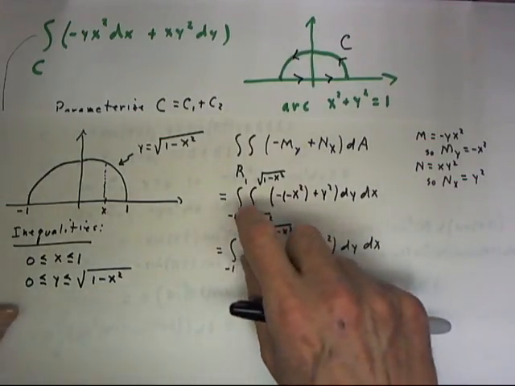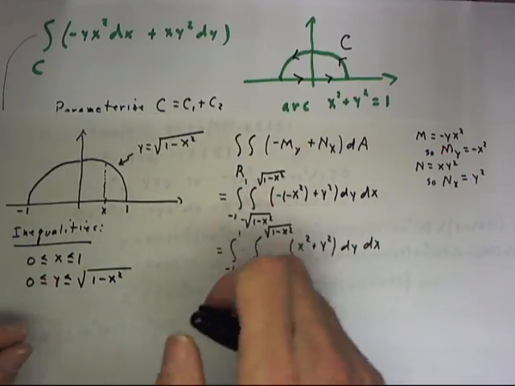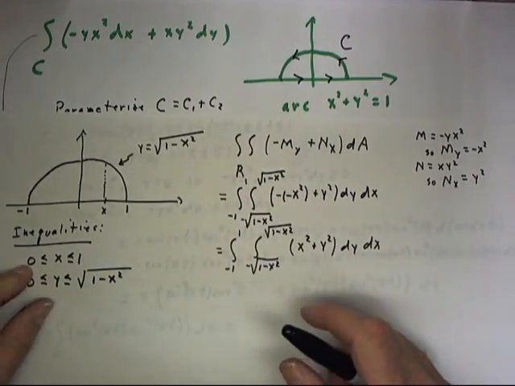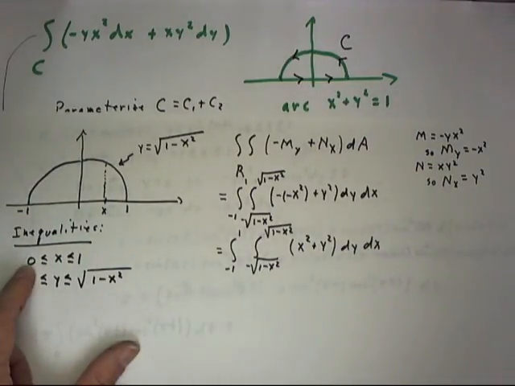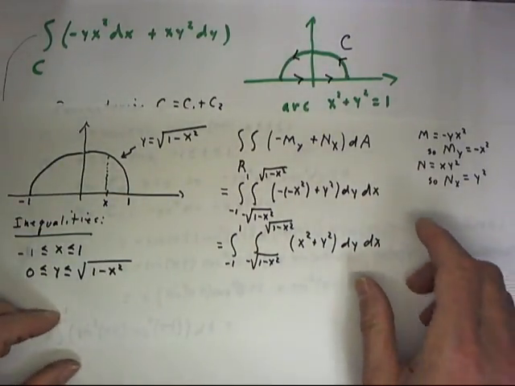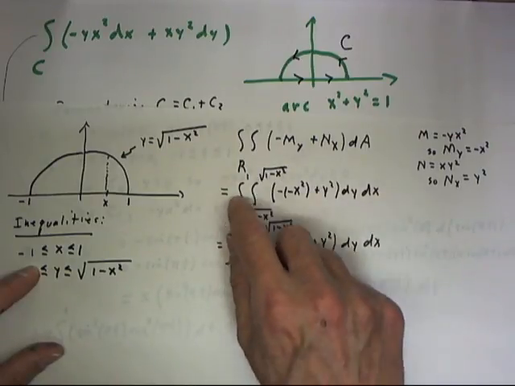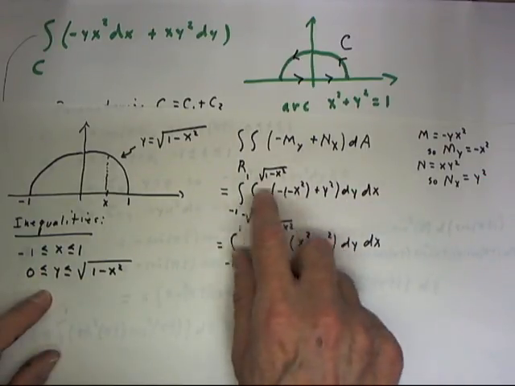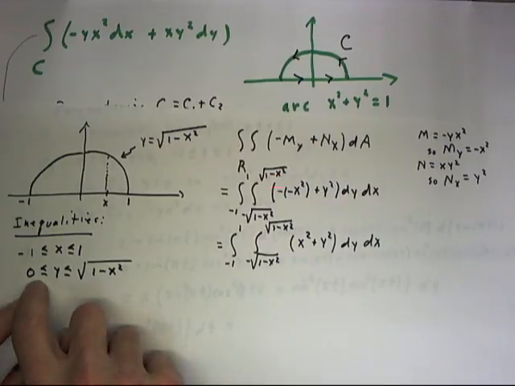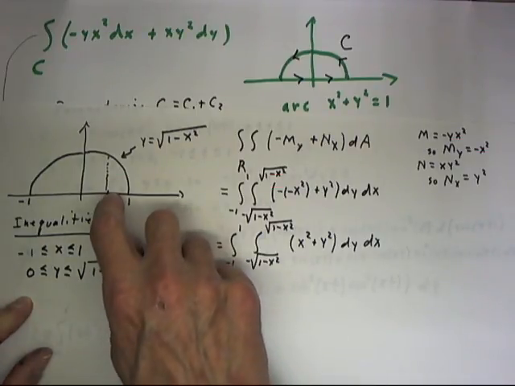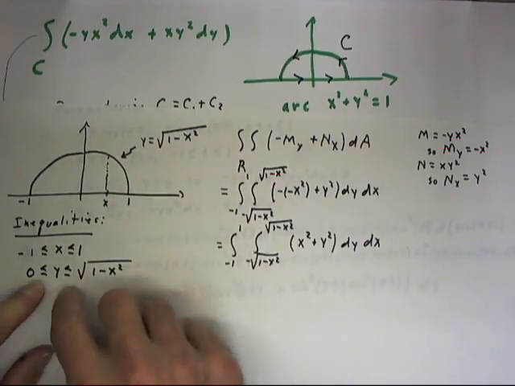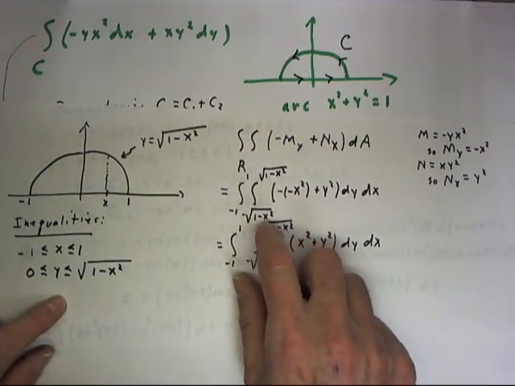And for this reason, the limits on our integral, x goes from, and I said from 0 to 1, it goes negative 1 to 1. So, x from negative 1 to 1, our x limit is negative 1 to 1. For given x, y goes from 0 to 1 minus x squared, square root of 1 minus x squared.